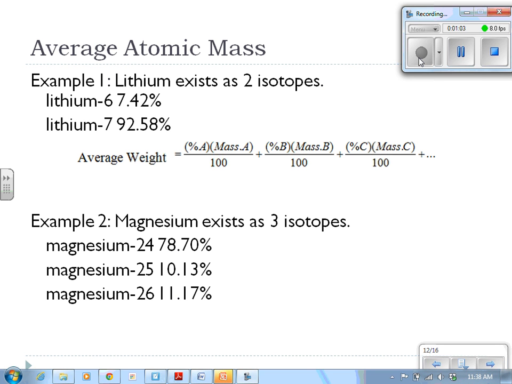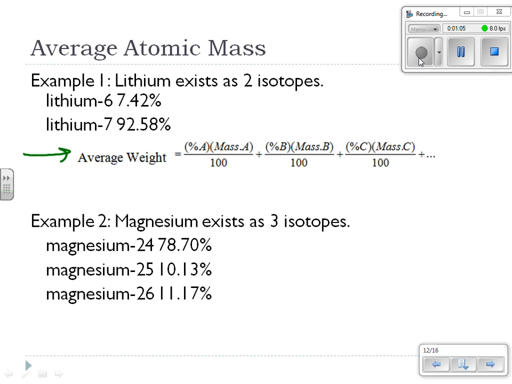So to calculate the average weight, we're going to use this formula here. Oh yes, that's a nicer pen. So it's the percent of A times the mass of A divided by 100, plus the percent of B times the mass of B divided by 100, plus however many I give you. In this case, I only have 2 different isotopes, so I'm not going to use C because I only really have to do 2. So I'm going to punch in my numbers here. My percent of A is 7.42%, and my mass is 6. So I'm going to put that in.